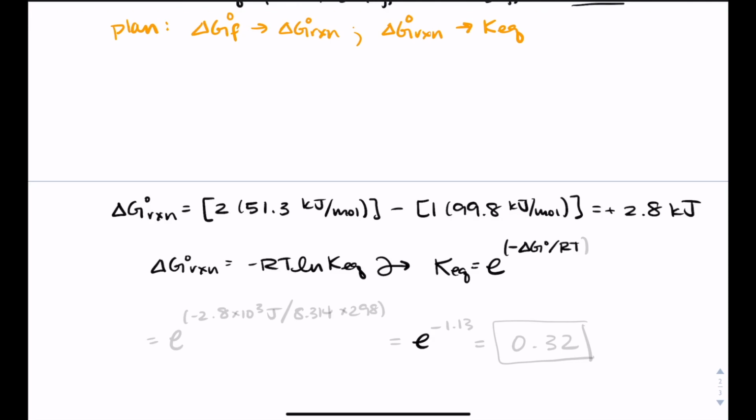And we can see if this makes sense, right? Does that equilibrium constant make sense? It's less than 1. So it's a small equilibrium constant. My reactants would be favored. That should correspond to a positive delta G, and it does. It goes with the positive 2.8 kilojoules for delta G.